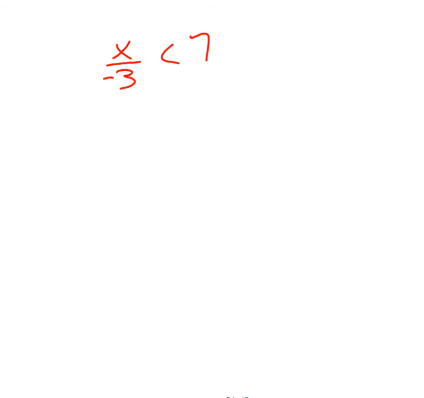There you go. How do you get rid of dividing by a number? You have to multiply. So what are we going to do with both sides here? We're going to multiply both sides by negative 3. So this will cancel out. We get x. 7 times negative 3 is negative 21.